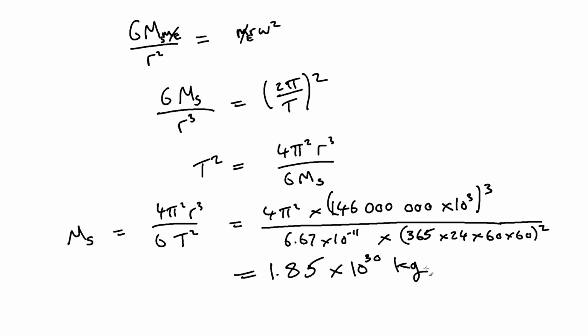So always when you calculate a number like that, think, is it sensible? We know the mass of the Earth is 5.97 times 10 to the 24, so we're expecting something significantly bigger than that. Well, it is significantly bigger.